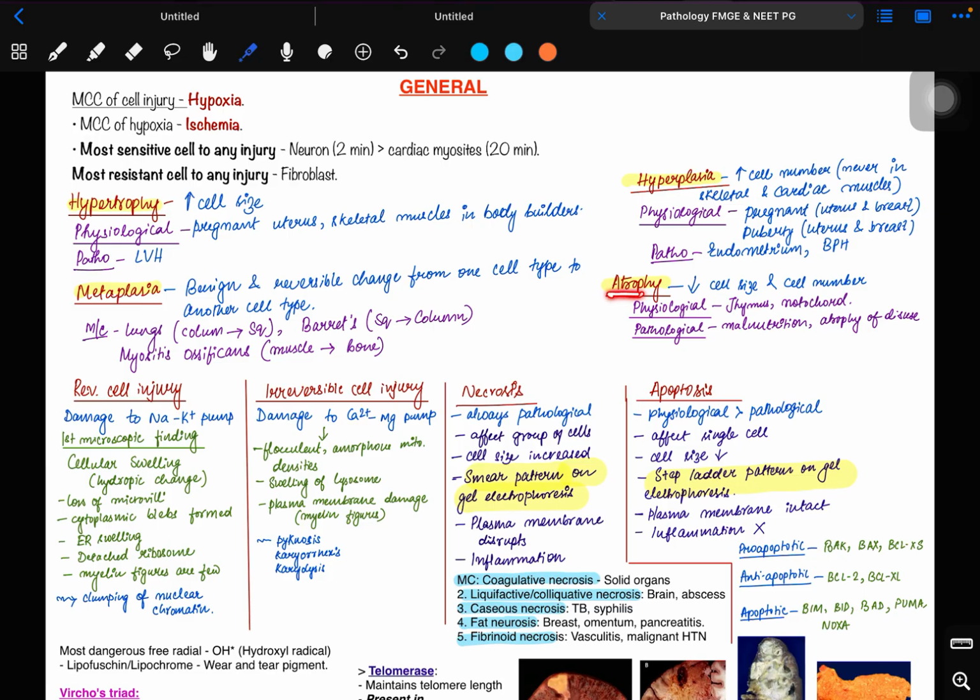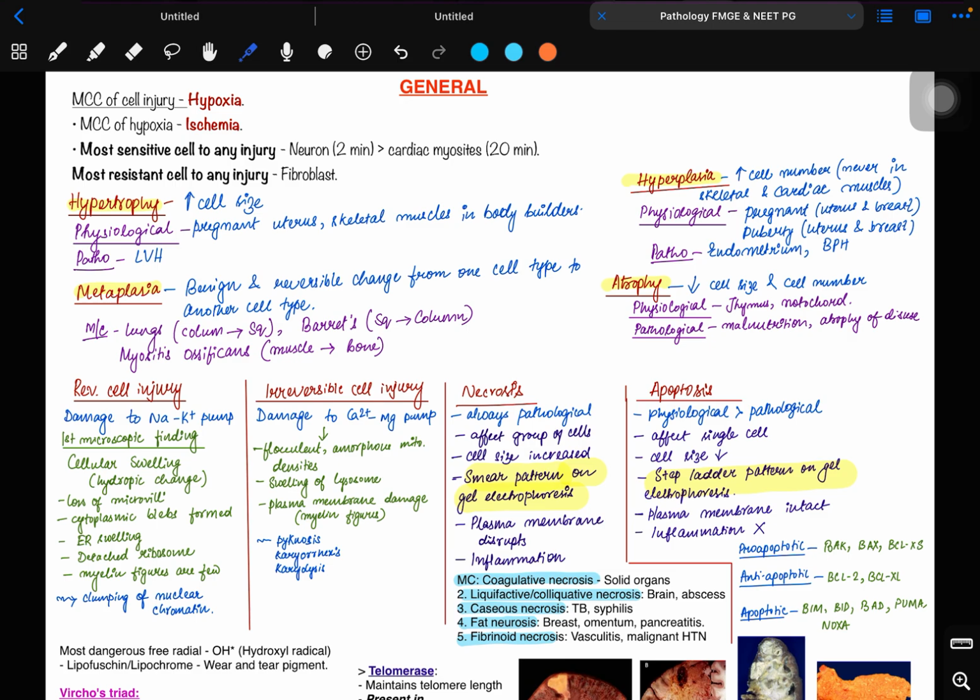What is atrophy? It is decrease in the cell size and cell number. Physiological atrophy is found in thymus and notochord, and pathological is found in malnutrition and atrophy of disuse. Disuse means which we are not using, that organ will undergo atrophy. Now we'll understand the differences between reversible cell injury and irreversible cell injury. So in reversible cell injury, there is damage to the sodium potassium pump. In irreversible, there is damage to the calcium magnesium pump.